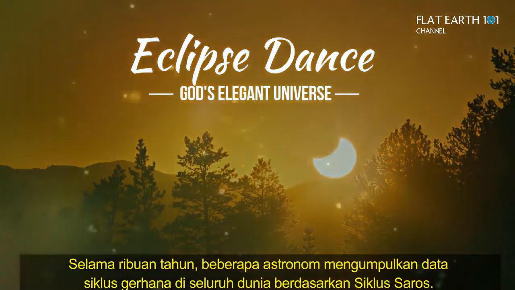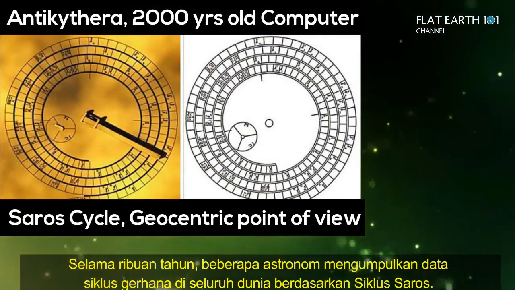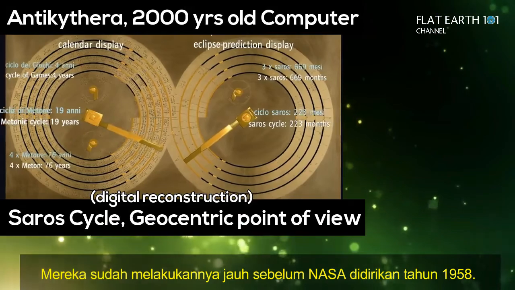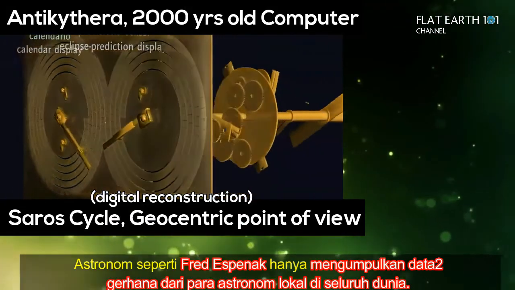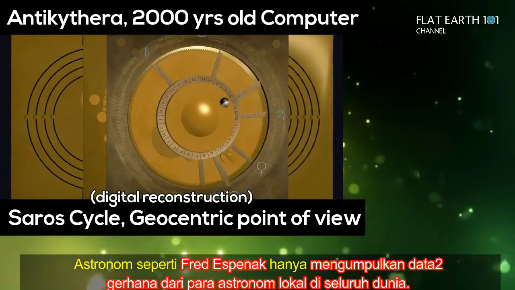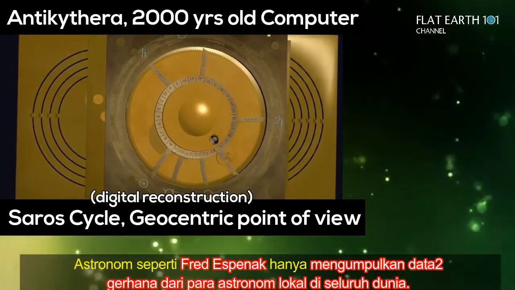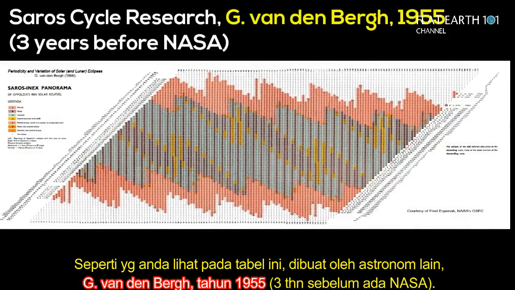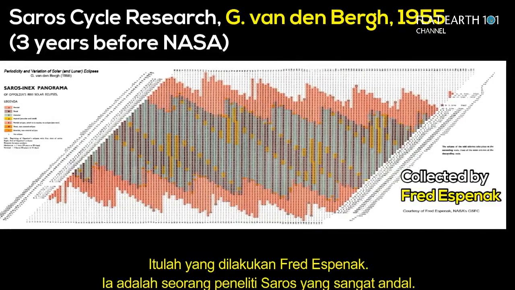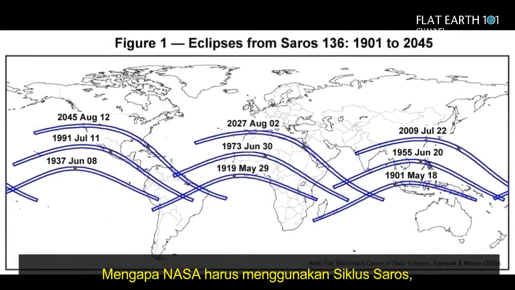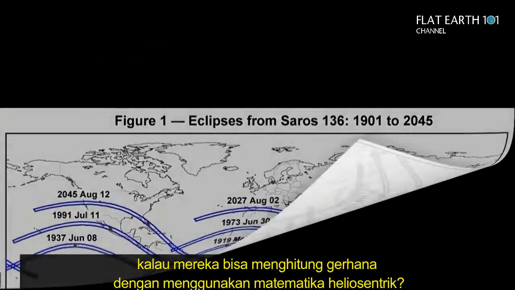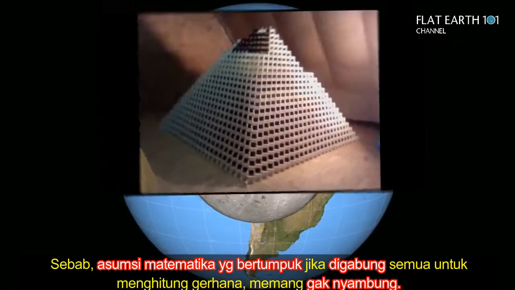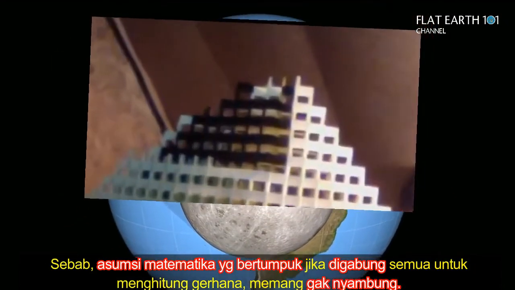For thousands of years, some astronomers collected eclipse cycles all around the world based on Saros cycle. They started to do this a long time before NASA was established in 1958. Astronomers like Fred Espenak simply collected eclipse databases from other local astronomers all around the world. As you see in this table, it's made by another astronomer, G. Vandenberg in 1955. That's what Fred Espenak did. He is a very good Saros researcher. Why would NASA need Saros cycle if they can calculate eclipses using heliocentric math? Obviously, because they can't. A bunch of mathematical assumptions when combined together to calculate eclipses, they just don't add up.